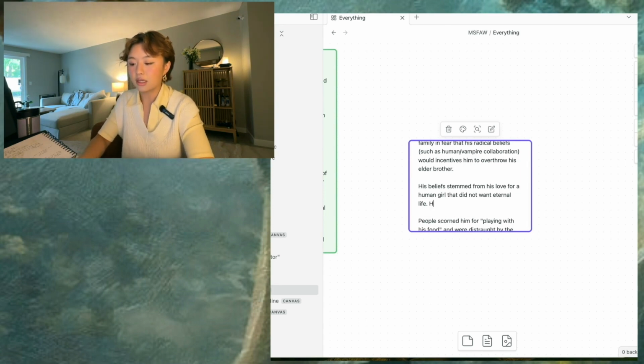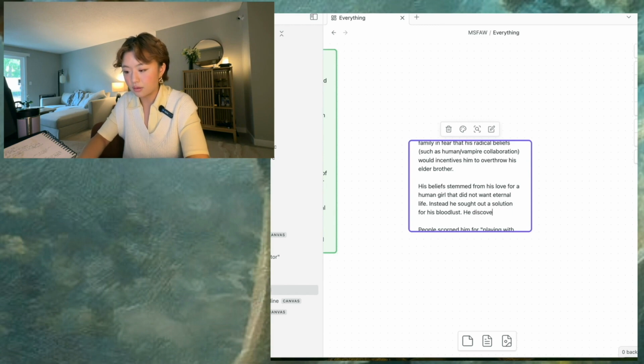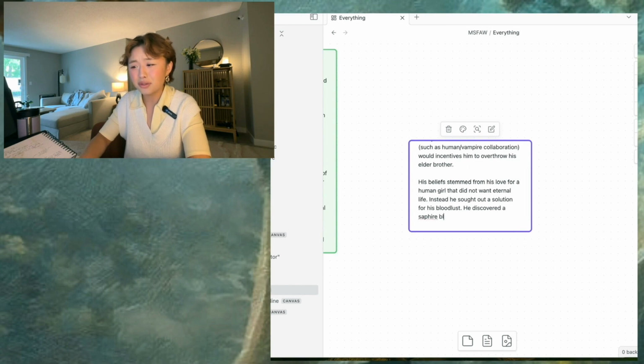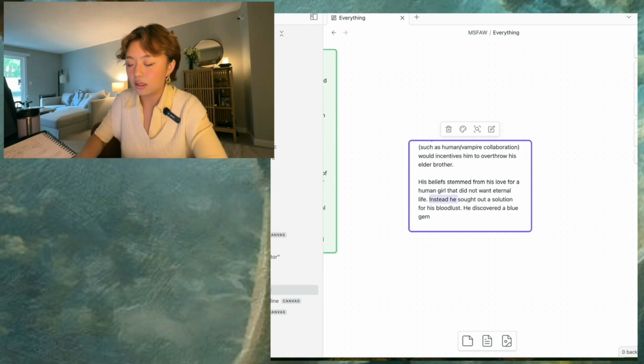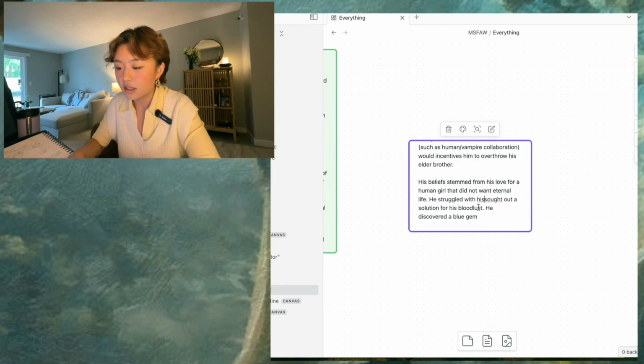Let's just say he sought out a solution for his bloodlust. He discovered a gem. He discovered a sapphire, let's just say blue gem. Let's be simple. He discovered a blue gem. Let's just say he didn't even seek out a solution for his bloodlust. He struggled with his bloodlust.